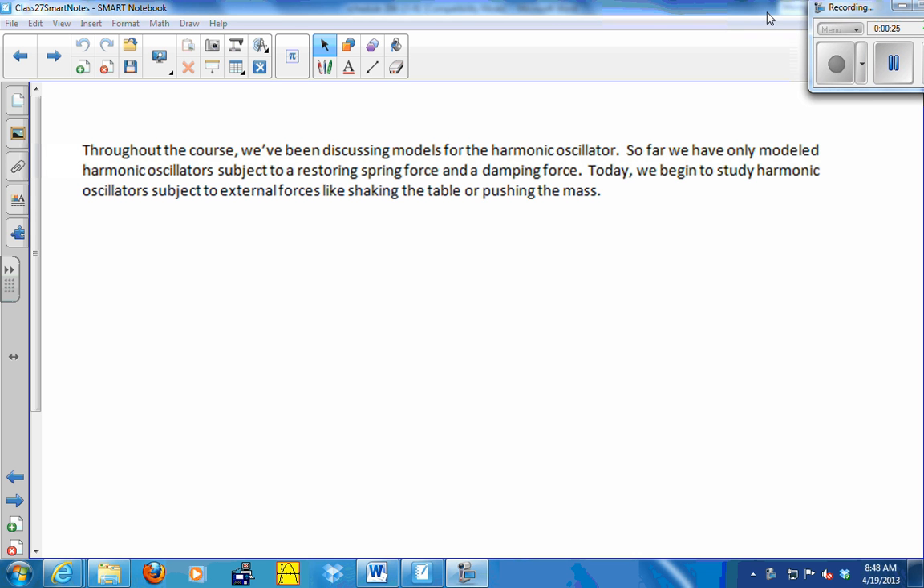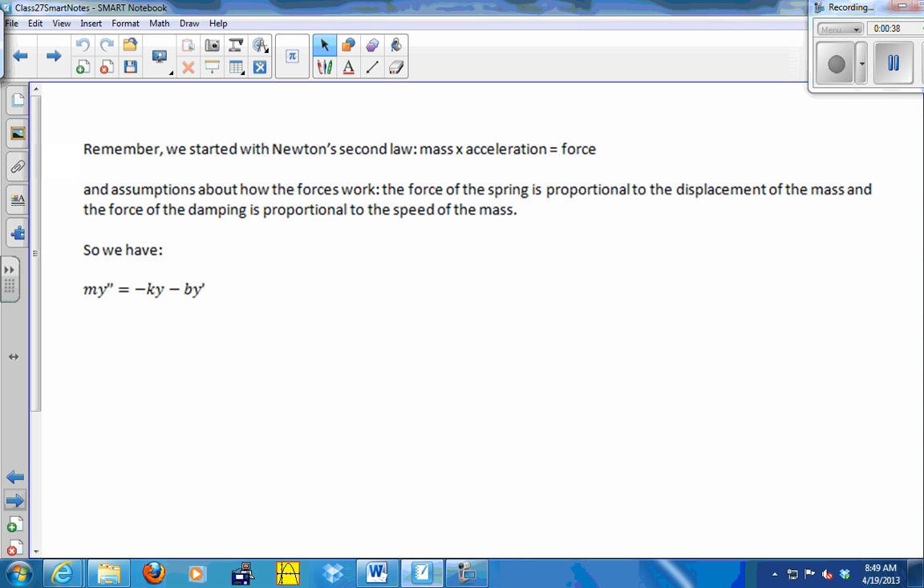Like if we started shaking the table that the mass was oscillating back and forth on, or we push the mass in whatever direction we want. So remember, when we derived the equation for the harmonic oscillator, we started with Newton's second law, mass times acceleration equals force. Mass times acceleration we denote m times y double prime. If y is position, y double prime would be acceleration.